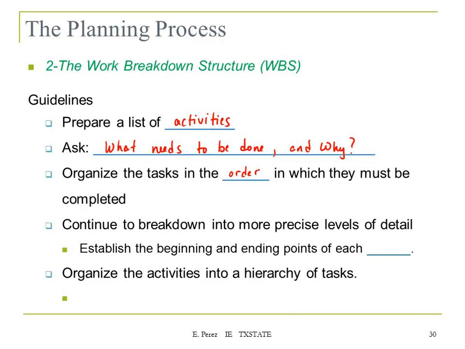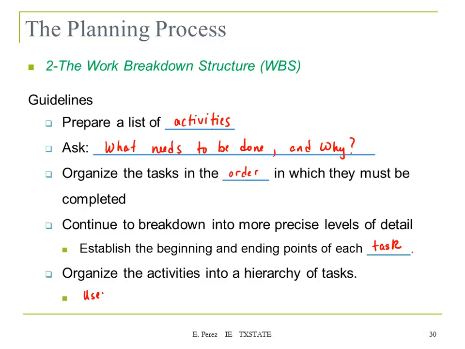So if you remember the project in which you were assembling this Boeing airplane, you needed to have some of the components first, and then you can transport those components to the assembly area so you can put the whole thing together and so on. So you need to find out what is the sequence, and then continue to break down into more precise levels of detail. Establish the beginning and ending point of each task, and organize the activities into a hierarchy of tasks.